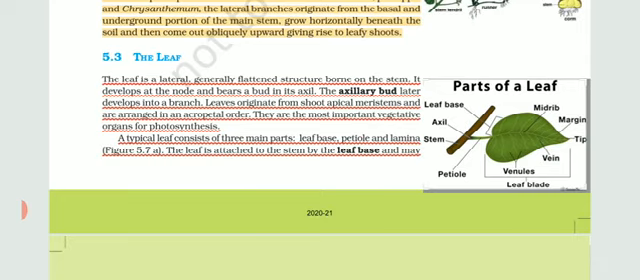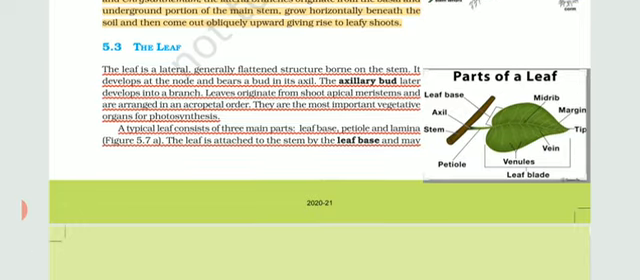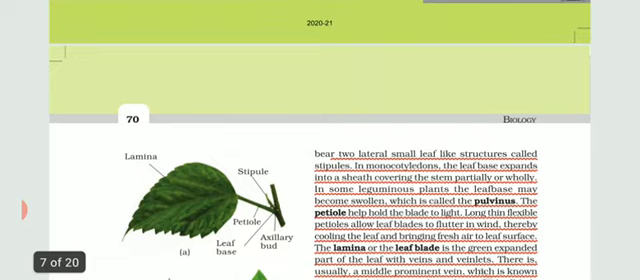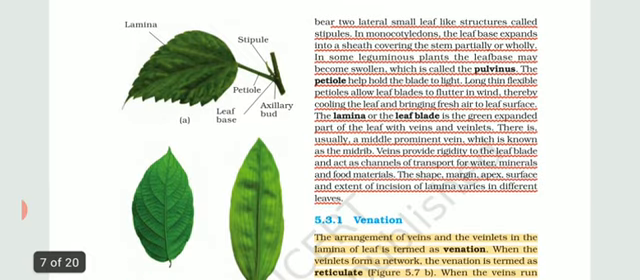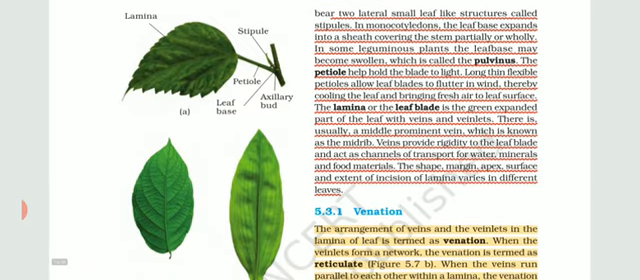So leaves originate from the shoot apical meristem, and these are very important organs where photosynthesis takes place. As we have already talked, looking at the structure of the leaf, there are three parts of the leaf. Number one, leaf base, number two, petiole, and number three, lamina. The leaf base is the part by which the leaf is attached to the stem, and small leaf-like structures are present which are called stipules. This diagram is in your book also. You can see the axillary bud is shown and stipules are shown.